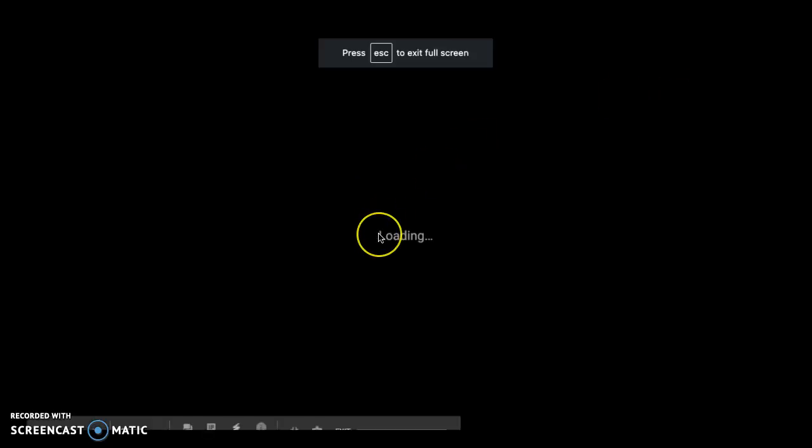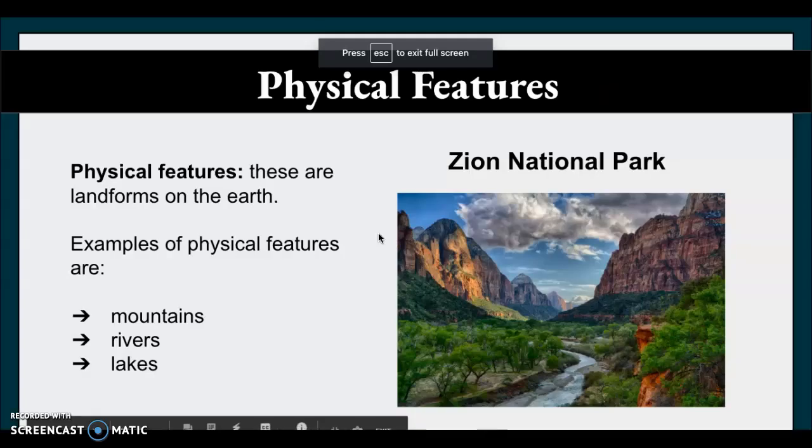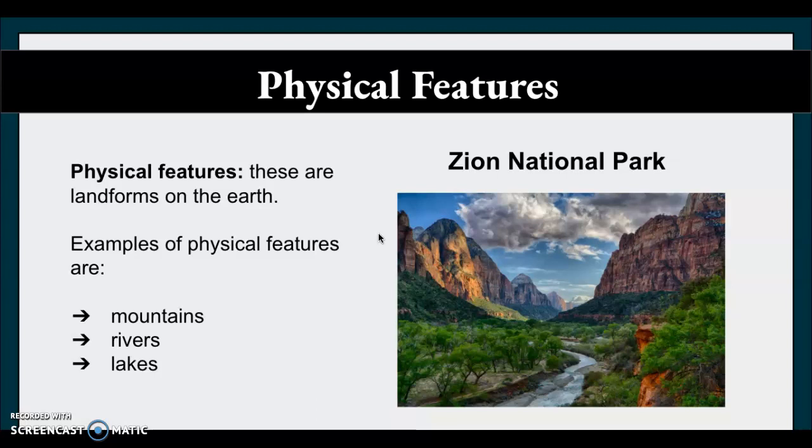Looking at physical features. These are landforms on Earth, and so sometimes you'll hear the word landform, sometimes physical features, sometimes geographic features. It's all the same thing. Some examples are mountains, rivers, lakes, forests, deserts. I'm sure you can think of multiple others, but it's basically any physical feature that's on the Earth, hence the name physical features.